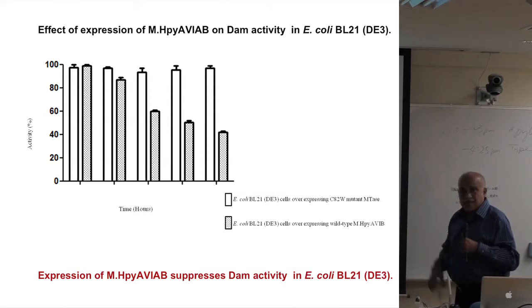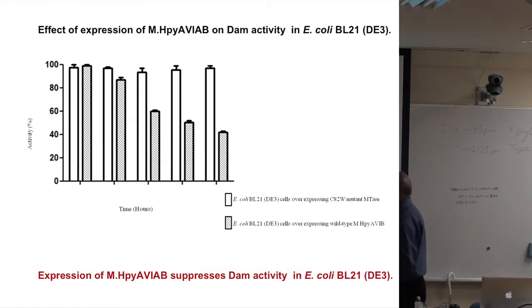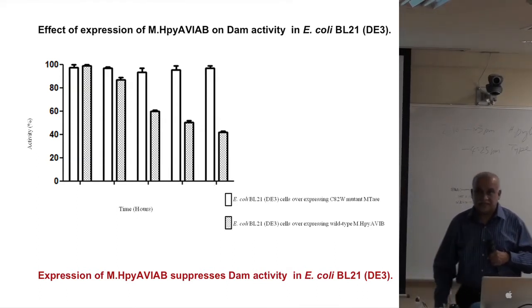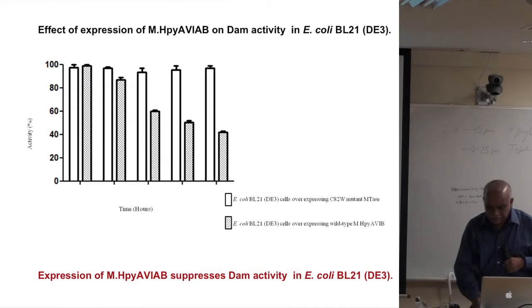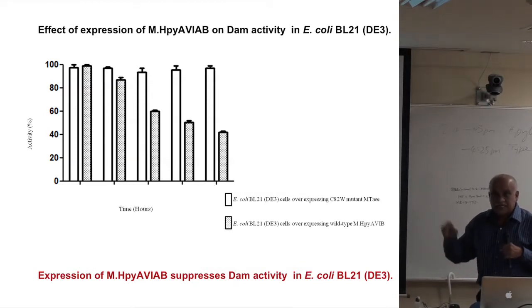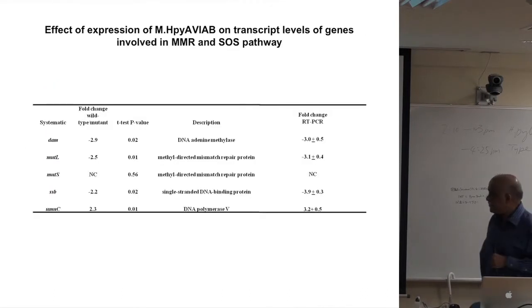In crude E. coli extracts, we measured the Dam methylase activity and clearly showed that when you have the catalytically inactive mutant, the Dam activity is not altered. But when you have the active methylase expressed over a period of time, the Dam activity comes down. This is simply because the expression of Dam is affected here. So we moved away completely from biochemistry because we were looking at the mechanism of what was happening here.